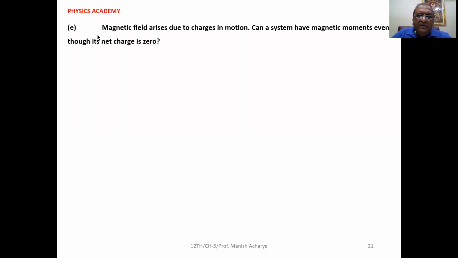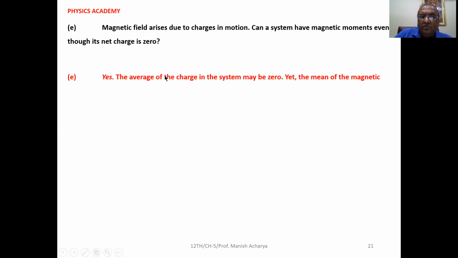Next, a magnetic field arises due to charges in motion. Can a system have magnetic moments even though its net charge is zero? Yes. If the net charge is zero, then also it may have a magnetic moment, because magnetic moment arises due to current loops, and current loops are formed due to the motion of charges. So even if the net charge of the system is zero, the motion of charges can produce a magnetic moment. Clear to all of you?